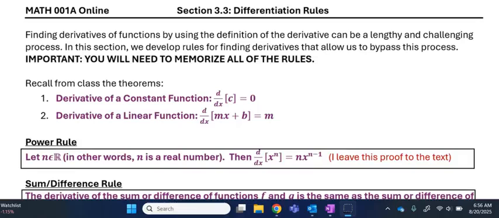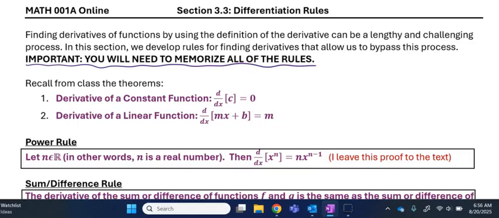Welcome to a video on section 3.3, differentiation rules. In this section we will be saving a lot of time by finding derivatives using these rules. I want you to notice the thing in bold and caps. You will need to memorize all of these rules if you want to use them and save that time.